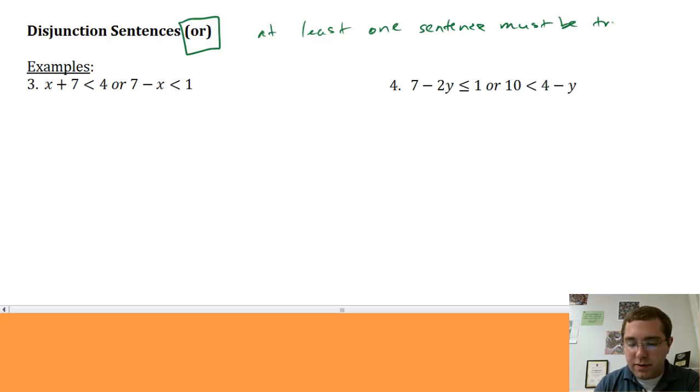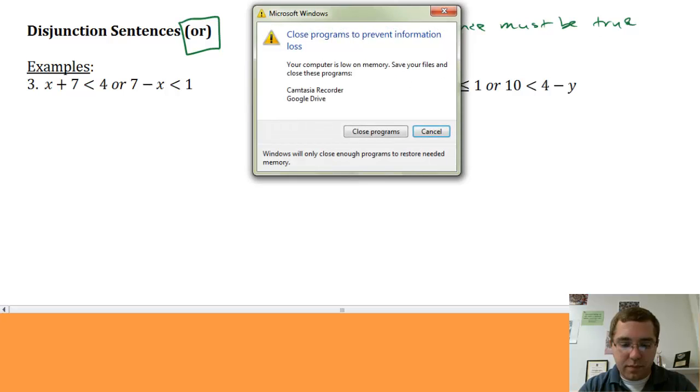They don't both have to be true anymore. In an and, in a conjunction sentence, they both must be true. In a disjunction sentence, we just care about one of them at least being true. So these always look like two separate inequalities with an or in the middle. We have to have that word or in there. Otherwise it's two separate problems. But this is not. This is one problem that has these two necessary parts. And we solve each of them separately.